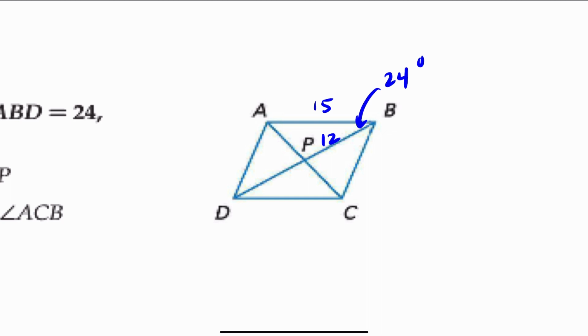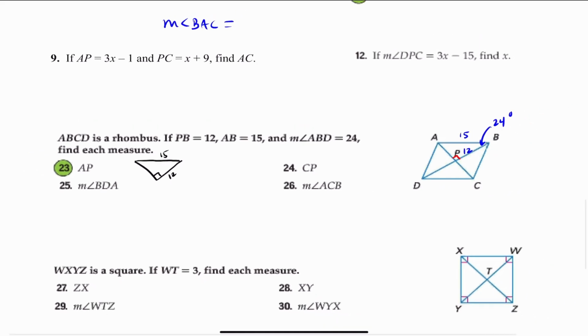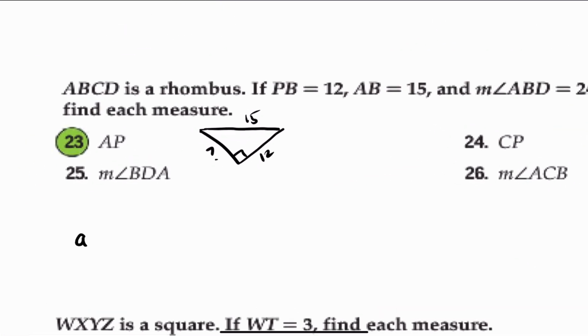Great, so these diagonals intersect at a 90-degree angle. So if I redraw this triangle, this is 12, this is 15, and my goal is to figure out what this is here. It looks like I have to use the Pythagorean theorem. So that would be a squared plus b squared equals c squared, and we actually know what c is. It's 15. How do we know that's c? Well, it's across from the 90-degree angle, so this is the hypotenuse.